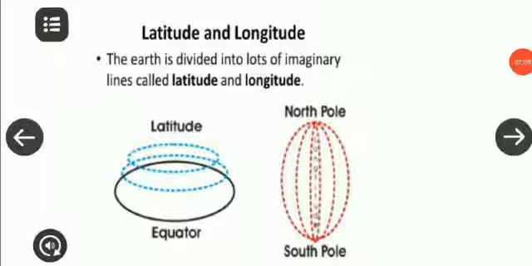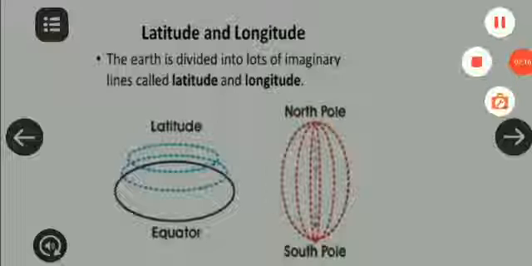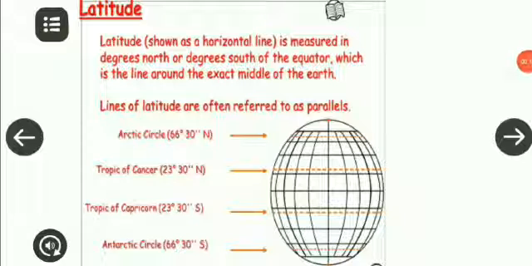So children, you can see the latitude and the longitude here. The earth is divided into lots of imaginary lines called latitude and longitude. Latitude, shown as horizontal lines, is measured in north or south degrees of the equator, which is the line around the exact middle of the earth. Lines of latitude are often referred to as parallels. So you can see children, Arctic Circle, Tropic of Cancer, Tropic of Capricorn, Antarctic Circle, these all are lines of latitude which are also known as parallels.